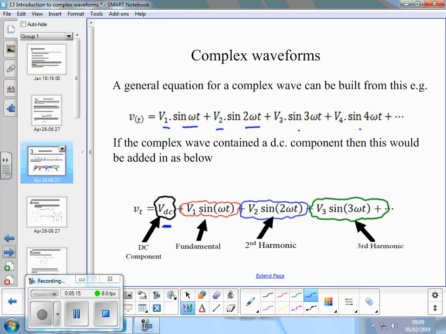So there's a DC component. All that would do is move the whole waveform up or down the y-axis. Yep. So a DC component, fundamental frequency V1 sine omega t, second harmonic V2 sine 2 omega t, third harmonic V3 sine 3 omega t. So each of the harmonics are a multiple of the base frequency, and they also have their own amplitudes and can, in some cases, have phase shifts as well.